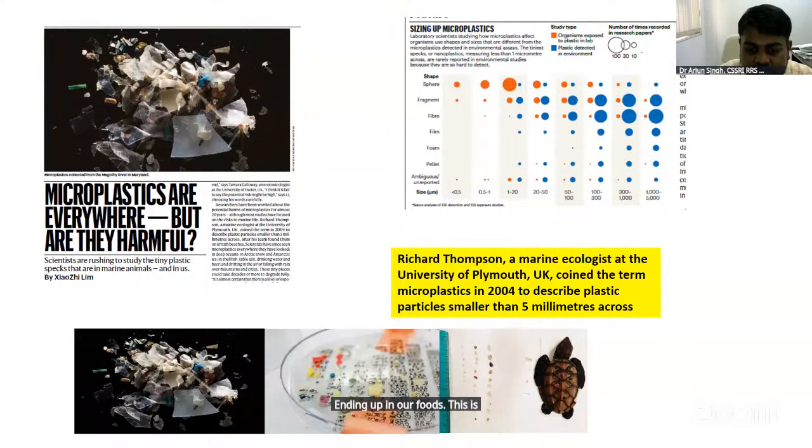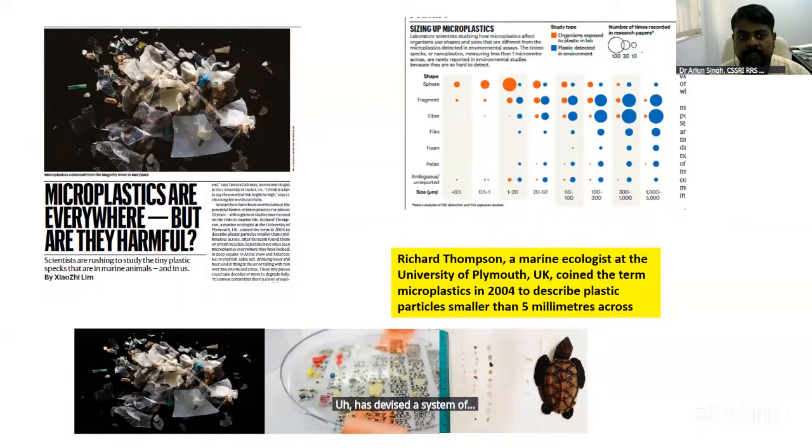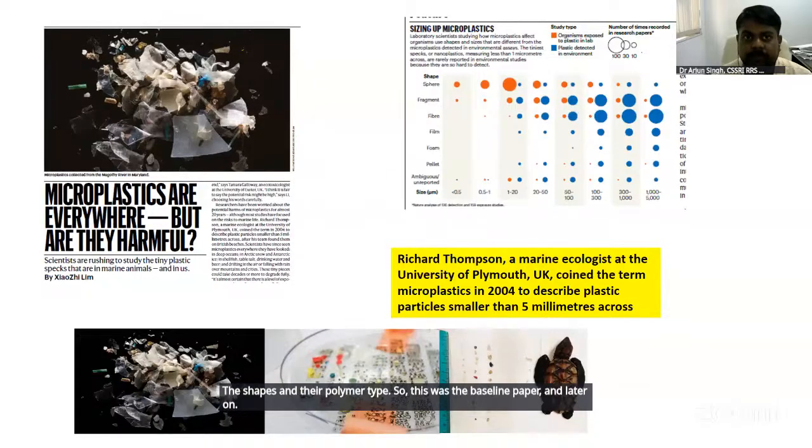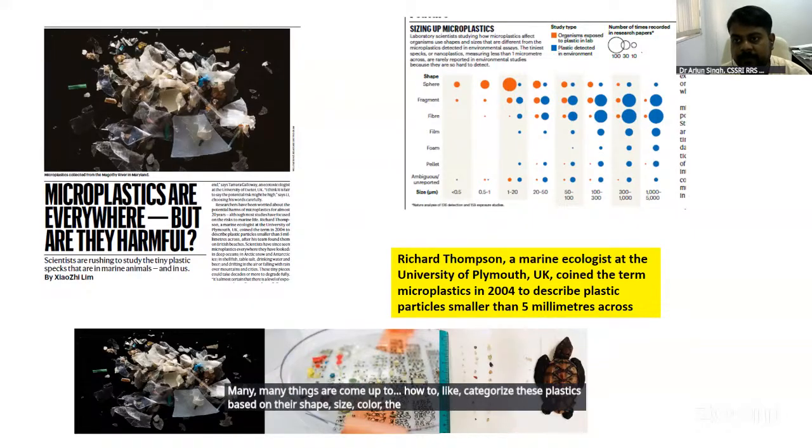This is the first report by Thompson, who discovered the microplastic particles, and based on his classification, a system has been devised for classifying microplastics by their size, shape, and polymer type. So this was the baseline paper, and later on many things came up on how to categorize these plastics based on their shape, size, color, polymer type, and various other allied features.